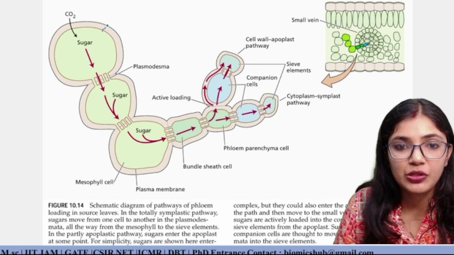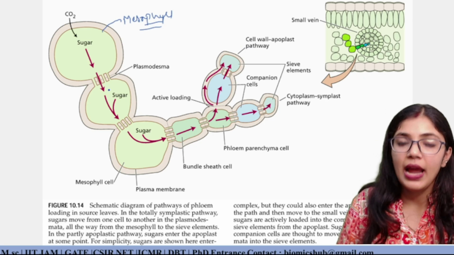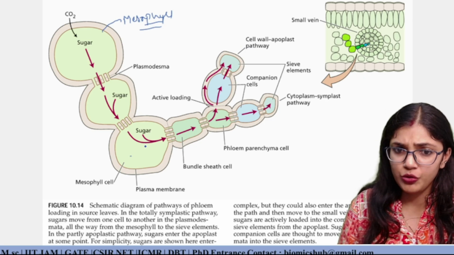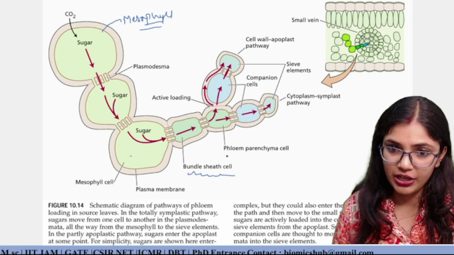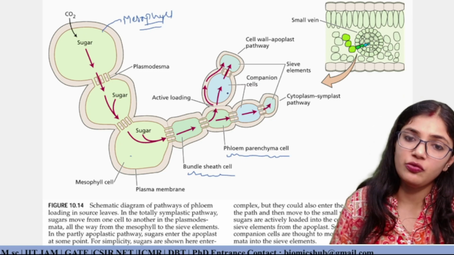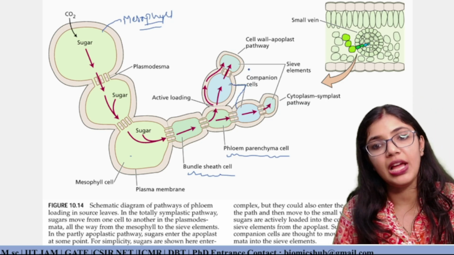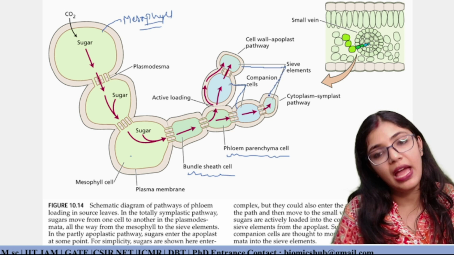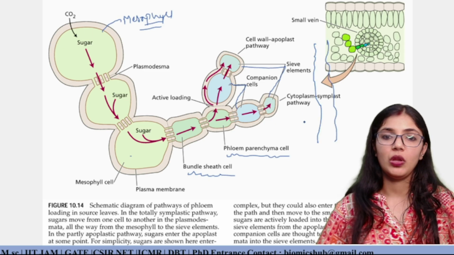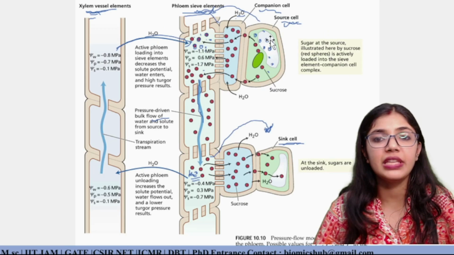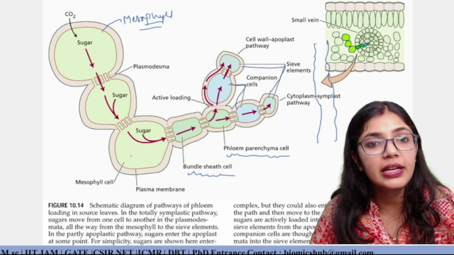So from here, this is the mesophyll cell from where the sugar is being produced, and here it is being transferred. Here this is also the mesophyll cell, and at first it is being transferred into the bundle sheath cell, then it is transferred into the phloem parenchyma cell, then from this phloem parenchyma it is being transferred into the companion cell, and from this companion cell it is being transferred into the sieve element where the phloem loading or unloading is taking place. Okay, so in this case we have seen directly this is the source, and from the source it is being transferred into the companion cell, and this is the detailed diagram.